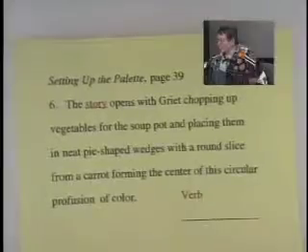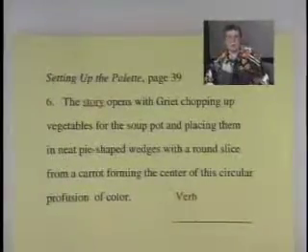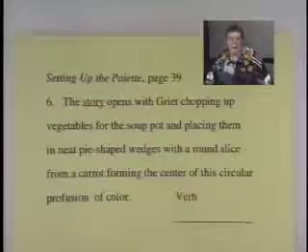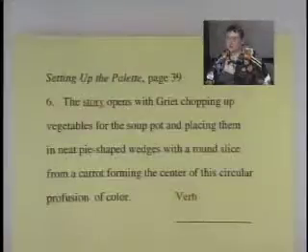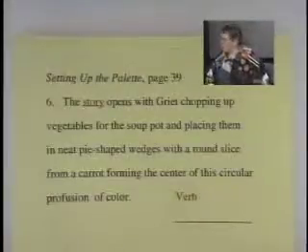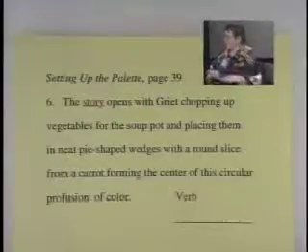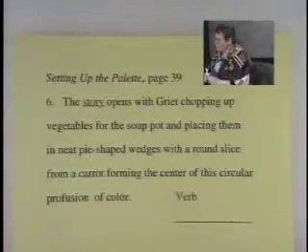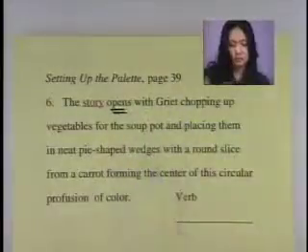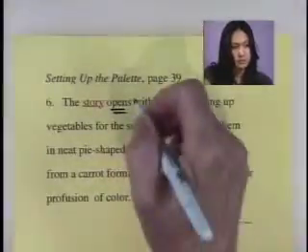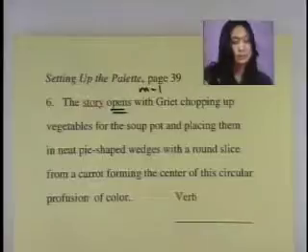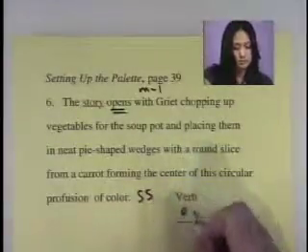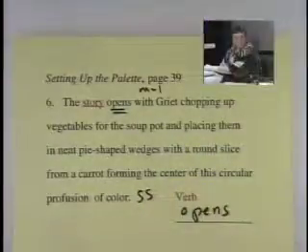Now here's the story, again, of Girl with a Pearl Earring. And it says the story opens with Greet chopping up vegetables for the soup pot and placing them in neat pie-shaped wedges with a round slice from a carrot forming the center of this circular profusion of color. Kim, the subject here is story. I wonder where the verb is. Opens. Opens. I wonder what kind of a clause this is. Main. What kind of a sentence is it? Simple. So we would write down opens. Are you all happy with that?